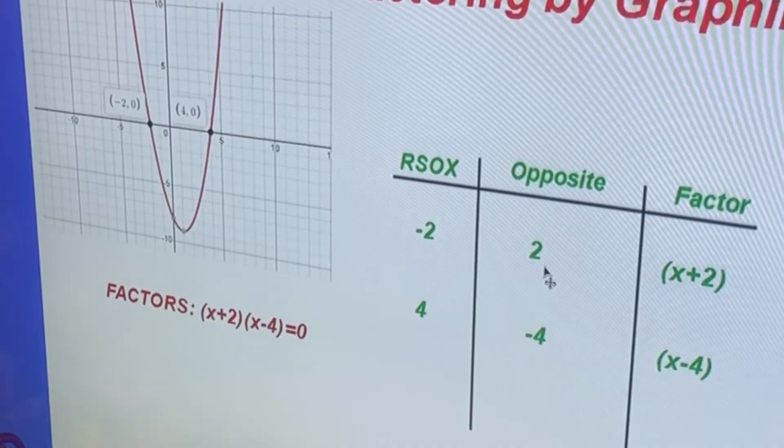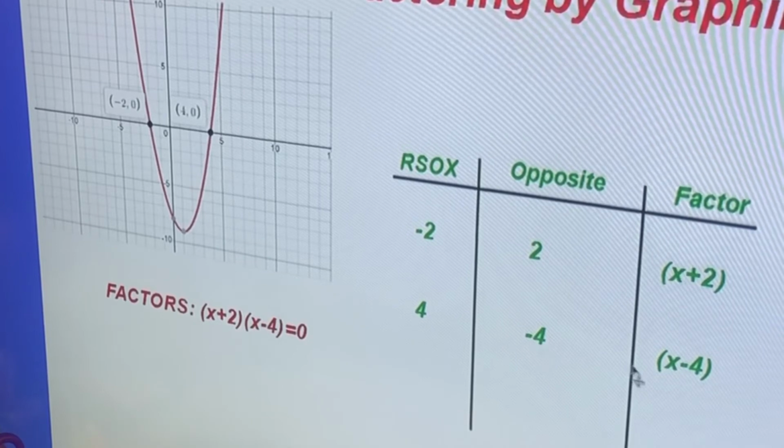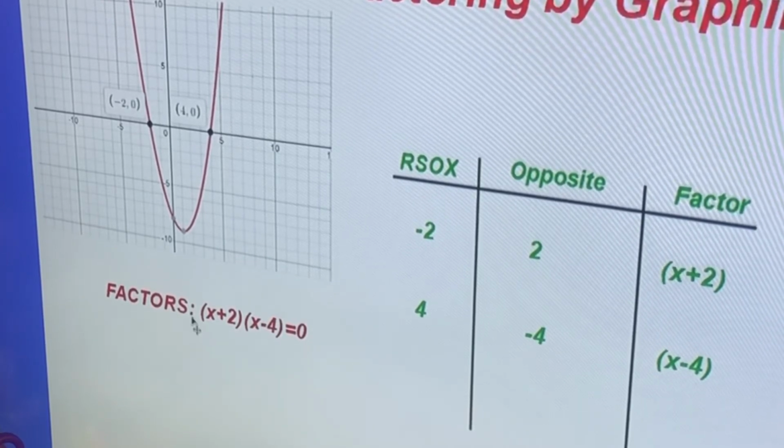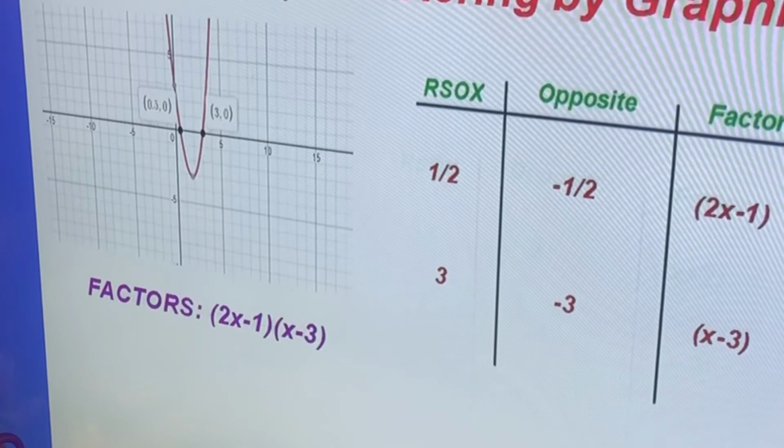So I take that factor value of the +2 and I place an x in front of it, and that's how I get my first factor of x plus 2. And I take the second factor value of -4 and put an x in front, and I get x minus 4. So our factors are parentheses x plus 2 times x minus 4. Let's look at the second example.